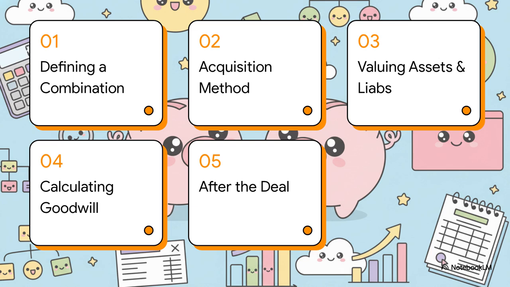So, here is our roadmap for today. 1. Defining a business combination. 2. The acquisition method. 3. Valuing assets and liabilities. 4. Calculating goodwill. And 5. What happens after the deal.